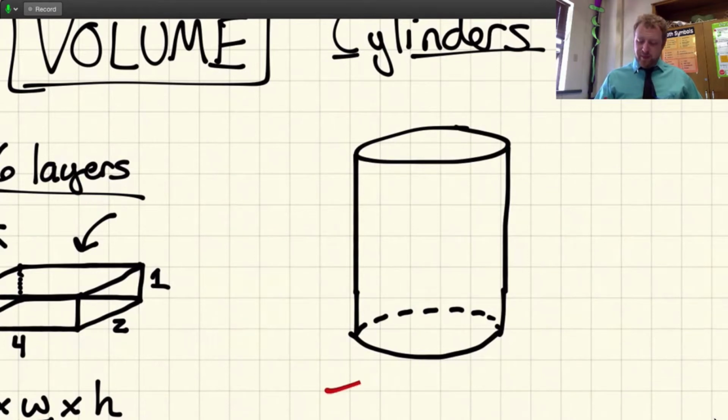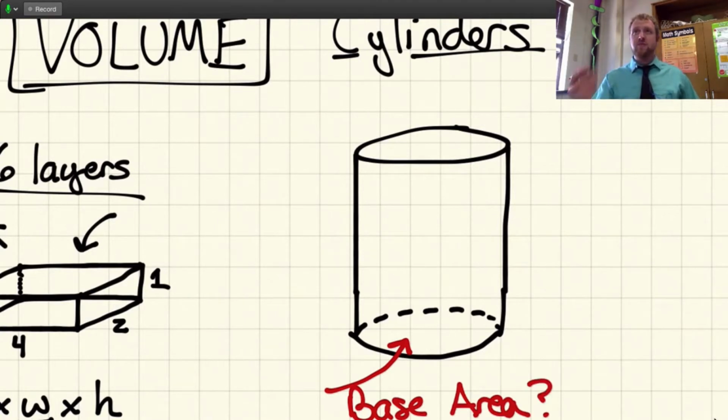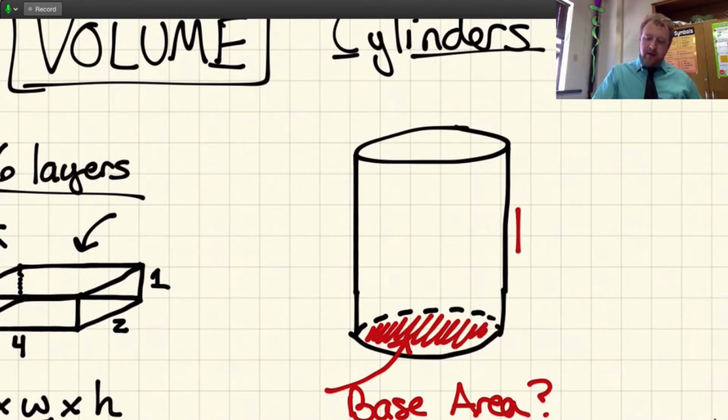How do I find the base area of a cylinder? What is the base area of a cylinder? What shape is that? It's a circle. Okay, so if I find the area of the base and I multiply it by the height, I can find the volume of this cylinder.